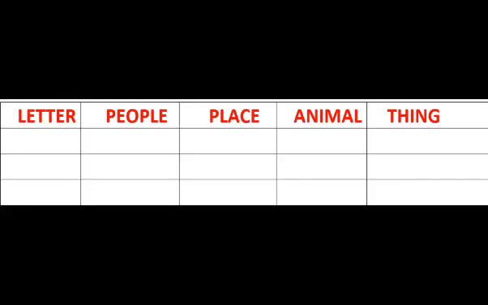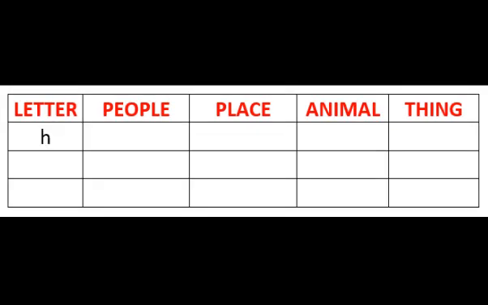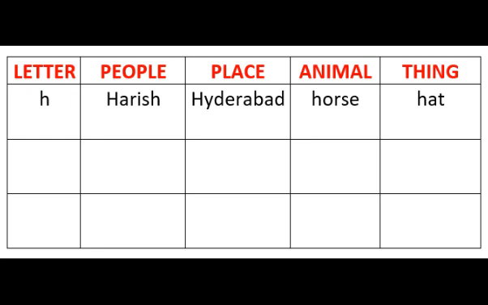Now that you have an idea about the naming words, let us play a language game in which you will have to write the names of people, place, animal, and thing with the letter I call out. Are you ready to play the game? The first letter is H. You have to write the name of the people, place, animal, thing starting with the letter H. For example, people Harish, place Hyderabad, animal horse, thing hat.